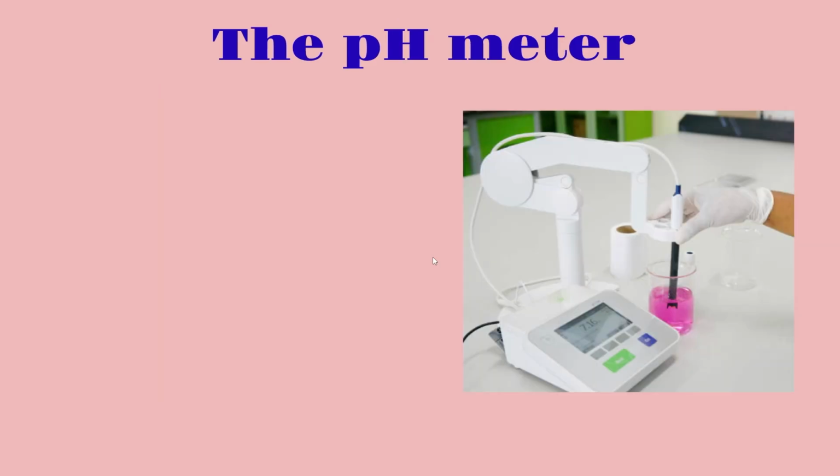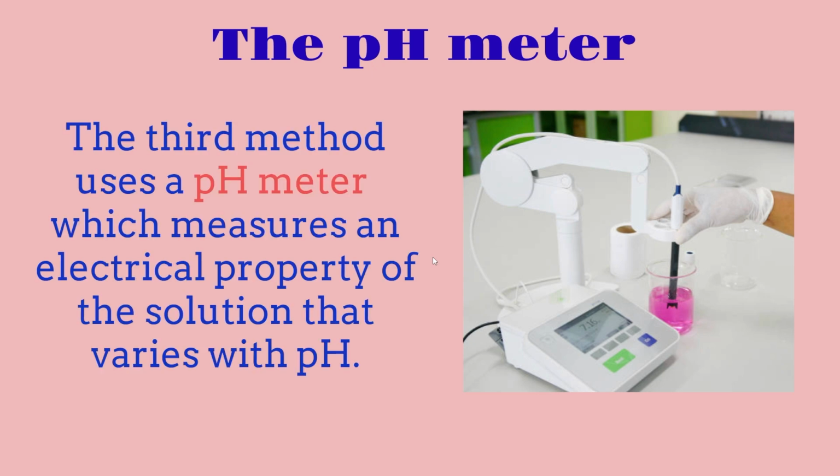And finally, the last one we have is the pH meter. The third method uses a pH meter, which measures an electrical property of the solution that varies with pH. The pH meter is the most efficient way. Basically it's going to tell you the exact pH to the decimal point. You can see here that it's going to give the exact point. When you dip this arm into the solution, it will give you an exact pinpoint of how much it is. For example, you can see that this one is at 7.16, so it's pretty much neutral.